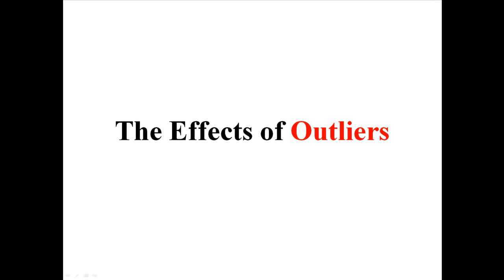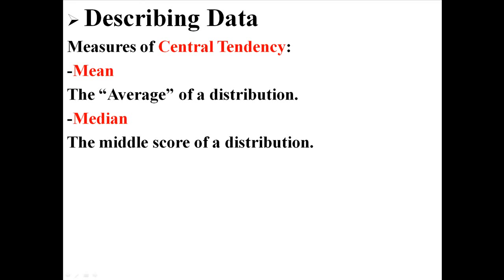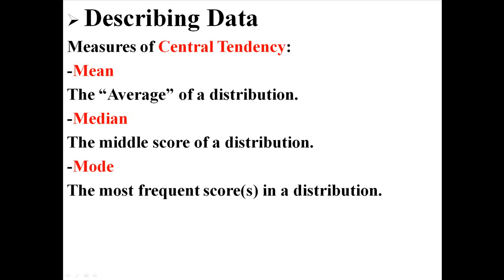So now I'm going to have an extended example of what outliers can do to the distribution of your data. First of all, for describing data, I've talked about measures of central tendency. There is the mean, which is the average of a distribution. There's the median, which is the middle score of a distribution. And there is the mode, which is the most frequent score or scores within a distribution.